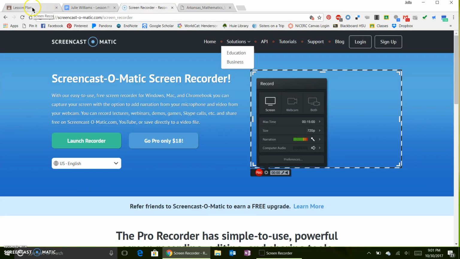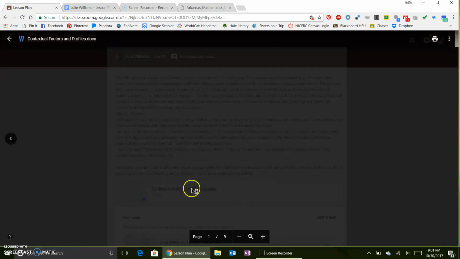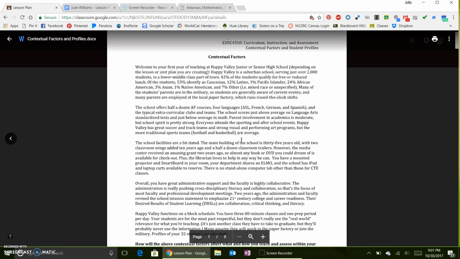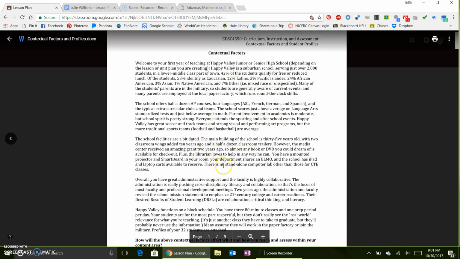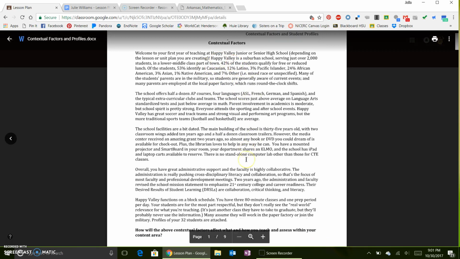So you're going to come over here. Oh, I know, I'm lying to you. Back to the contextual factors and profile. The first page tells you some things about the school. This could be really helpful because it tells you the type of courses, the things that they're really good at, the parent involvement, and demographics.